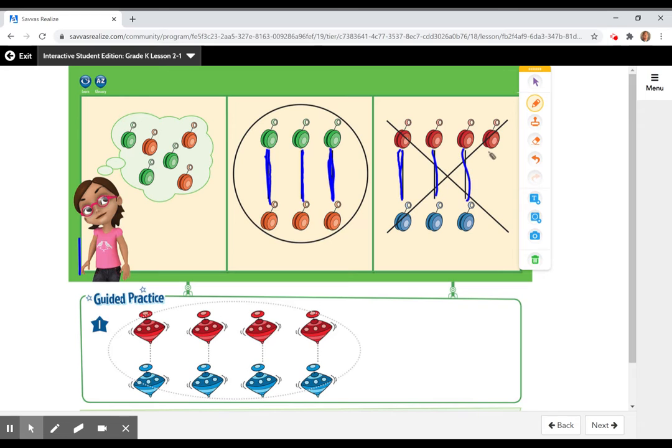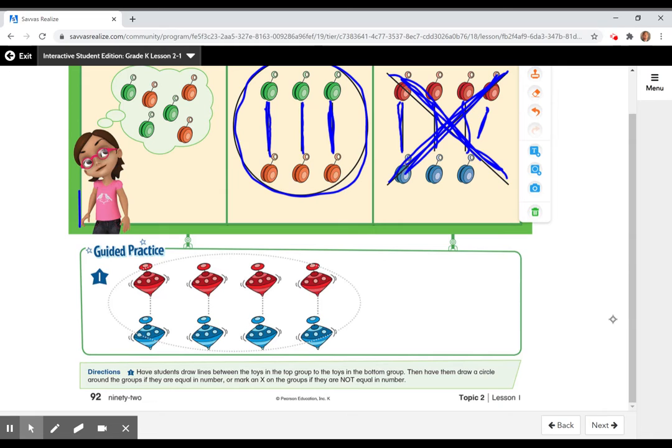Okay. And look, who do we match this one up with? We can't match it to anything, can we? There's one more red yo-yo than there is a blue. So those are not equal, so we're going to put an X through that. And then circle this, because these ones are equal, and these are not.